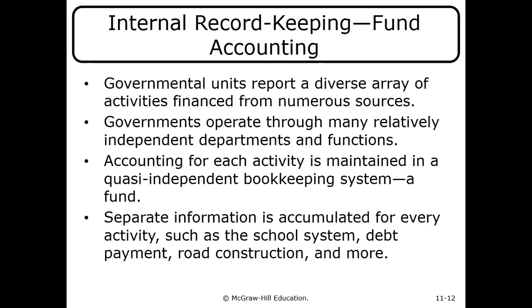Like we said, they have the fire department going, the police, they have tax collection happening. And that's just to name a few. So governments operate through many relatively independent departments and functions. So it makes more sense to collect their information by activity. So a fund would be an activity, and then it would have its own bookkeeping system within that activity. So each activity will have their own revenue and expense categories of accounts. So separate information is accumulated for every activity.